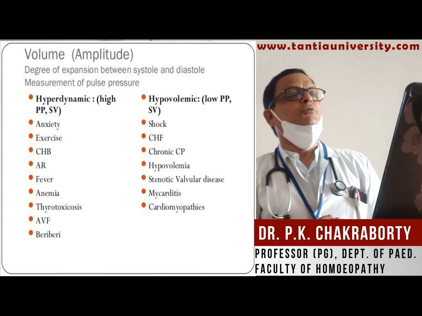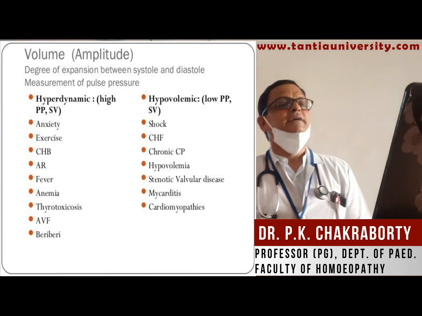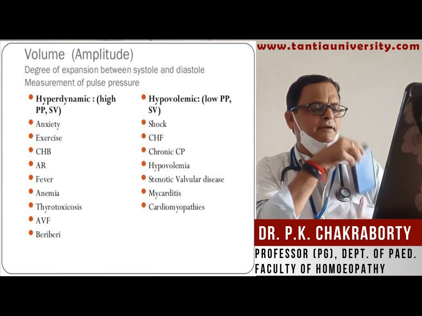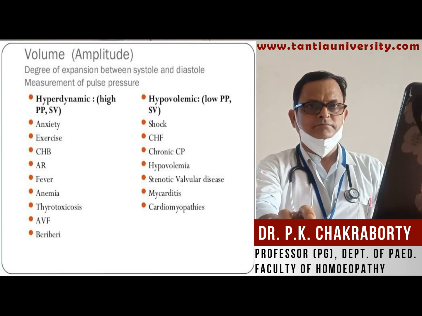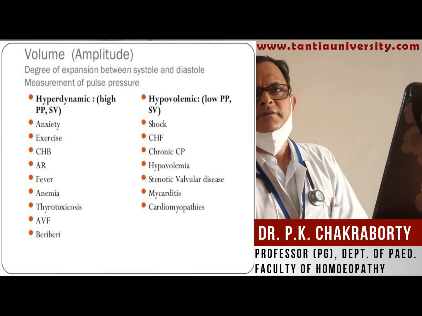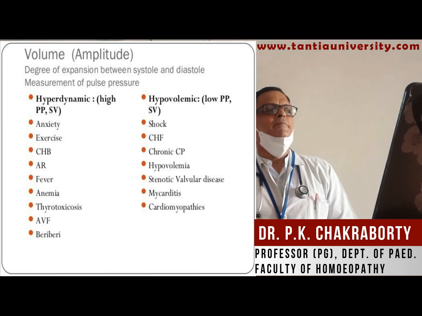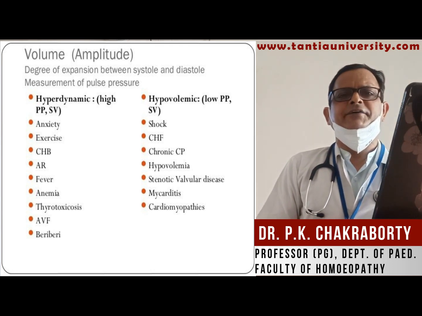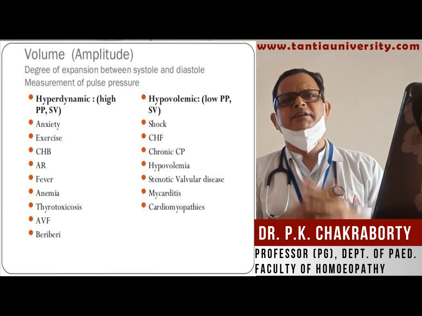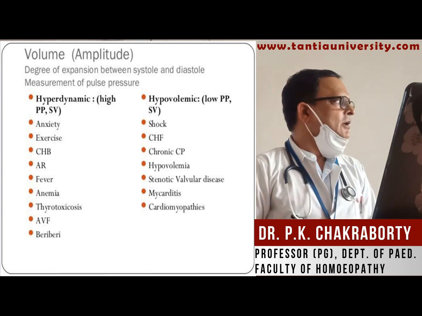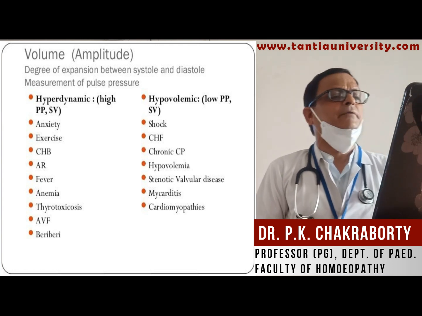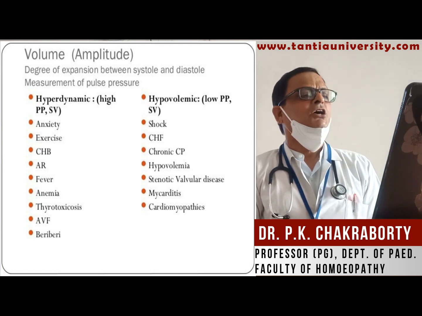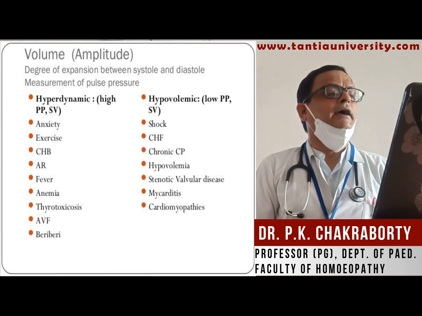In case of volume, you will get hypovolemic and hypervolemic circulations. In the hypervolemic case, you will get high pulse pressure, and systemic volume is very high. Also during anxiety we have seen that our pulse rate is going to be increased from the normal, and stroke volume is going to increase. Exercise is also such a condition, as are chronic heart block and aortic regurgitation.